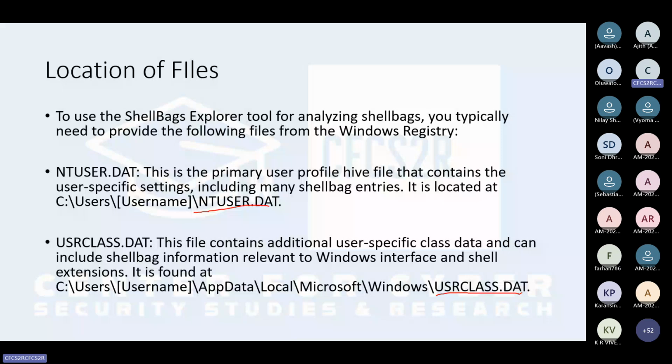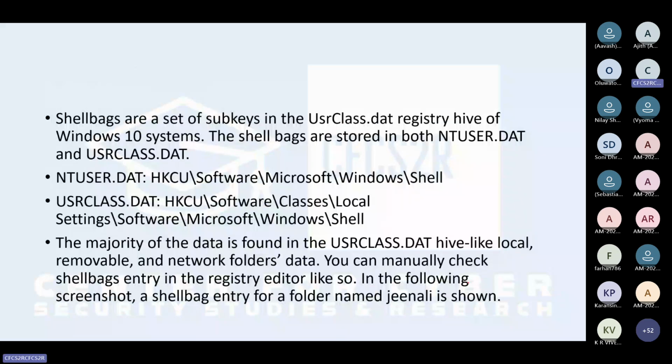UsrClass.dat is the registry hive of Windows 10 systems. The shellbags are stored in both NTUSER and UsrClass, as we have already discussed, and these are the locations of the registry entries. So these are the two important locations. The majority of data is found in the UsrClass.dat hive: local, removable and network folders data. You can manually check the shellbags entry in the registry editor like so, in the following screenshot.